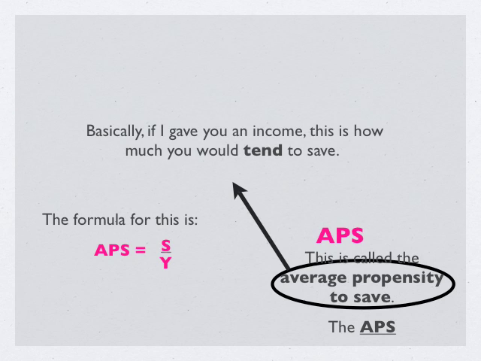Now, it's the average propensity to save, right? So if I gave you an income, this is how much you would tend to save. The formula for this is APS equals S over Y, right? So basically doing the same thing, the same functions, just sort of backwards.